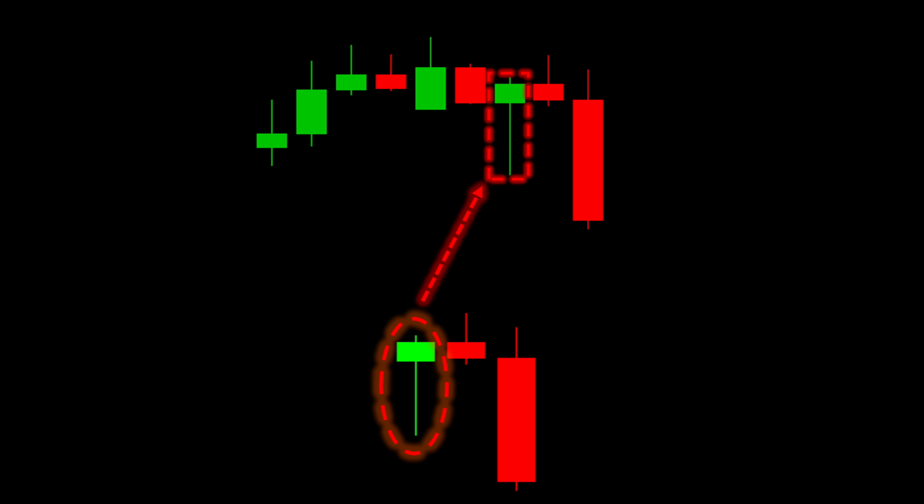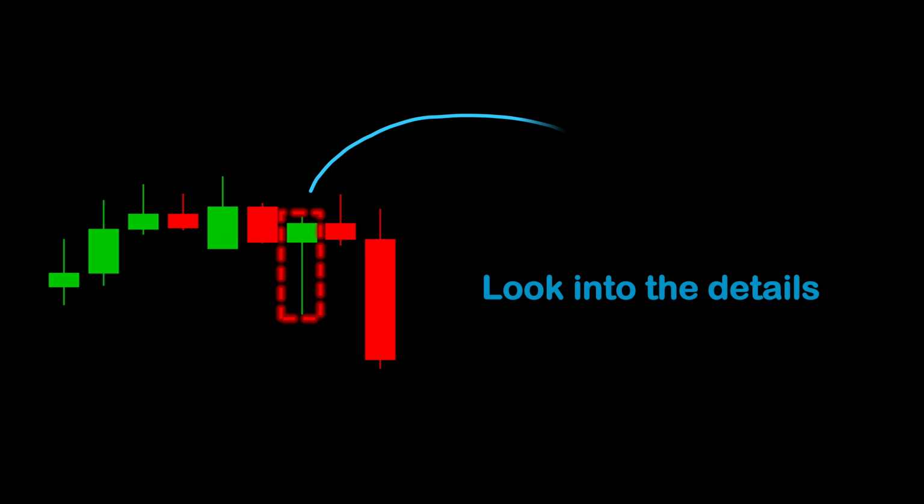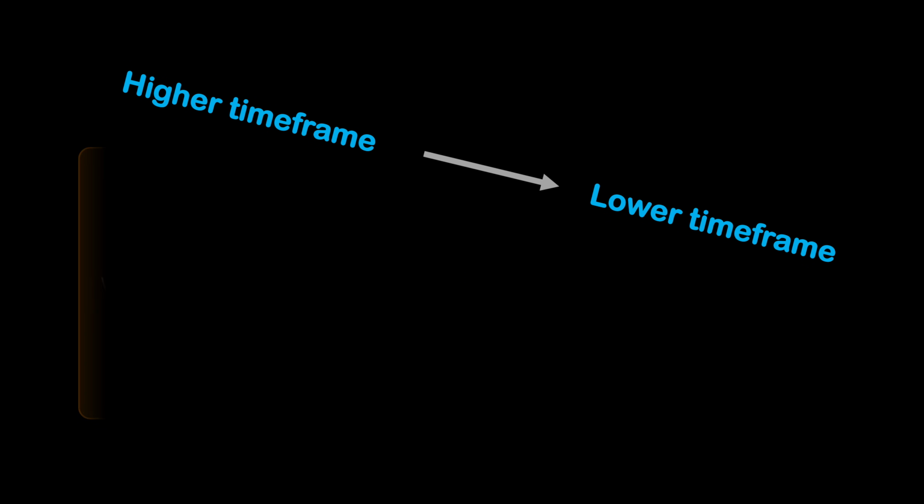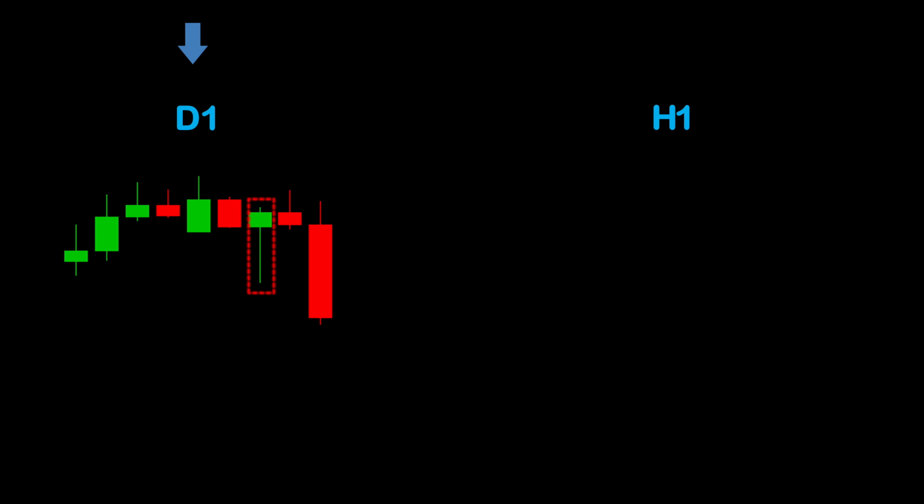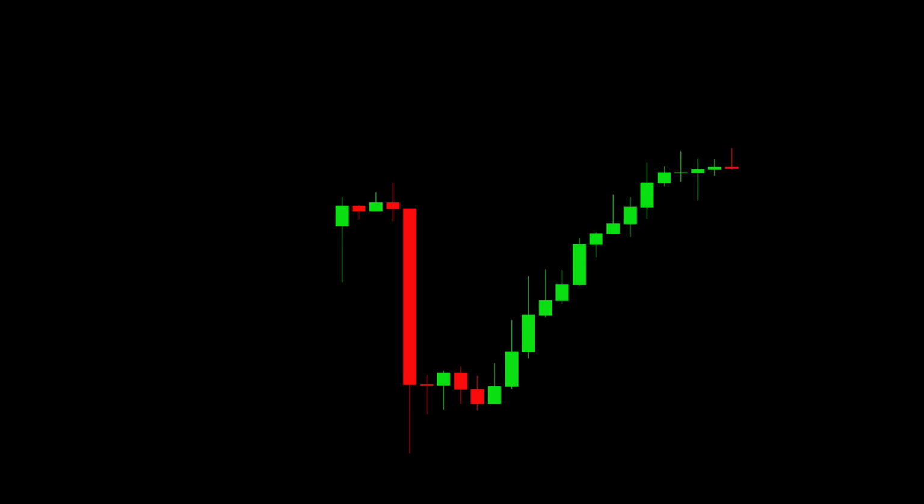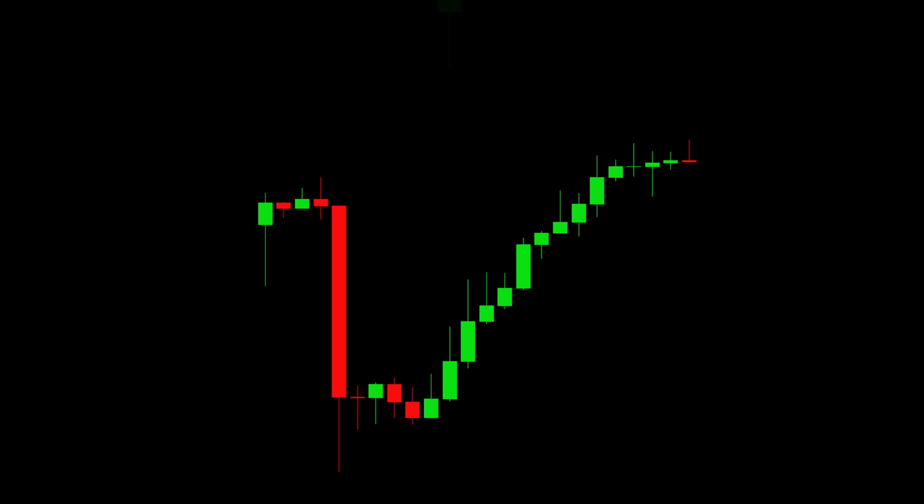In order to understand what's going wrong with this candlestick pattern, we need to look at the details of it. And the best way to see the details is by going down to a smaller time frame. In this case, we are on a daily time frame. Then we need to go down to 1 hour time frame. So on this time frame, you will notice two important things.